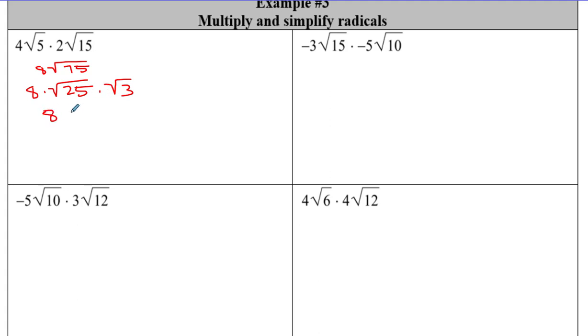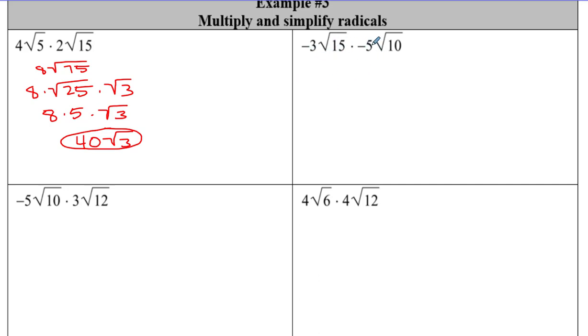And I'm left with 8 times, what is this? Times 5 times radical 3. 8 times 5 gives me a 40. And then I have that times the radical 3 right there. And my solution is finished. All right, let's try the next one.